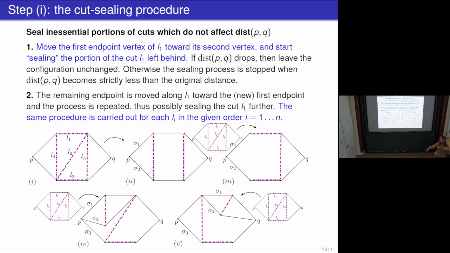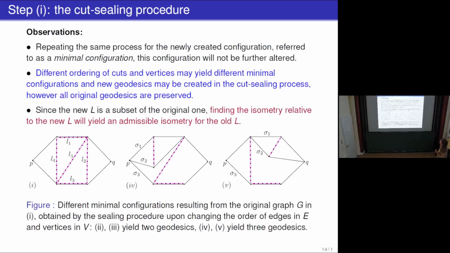You possibly created more new geodesics. But now the configuration is minimal. That is, if you change any of the cuts, the geodesic distance is going to drop. It's a minimal stable configuration. You cannot do anything about it. So these are examples that I discussed: 3 creating 2 geodesics. This one here is even another.